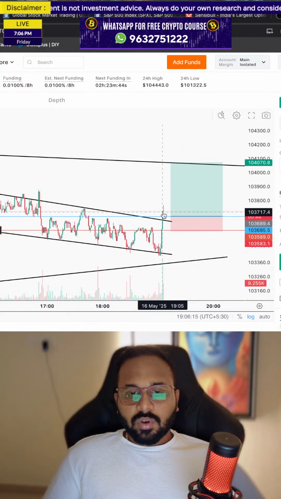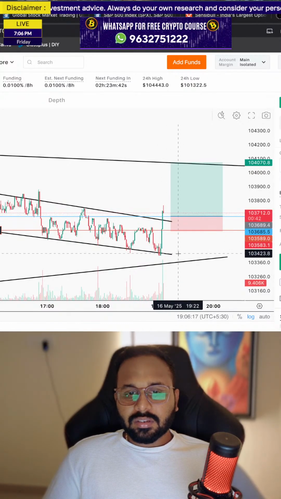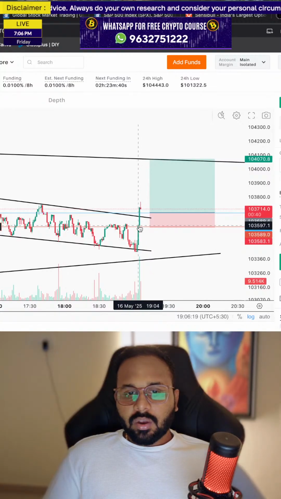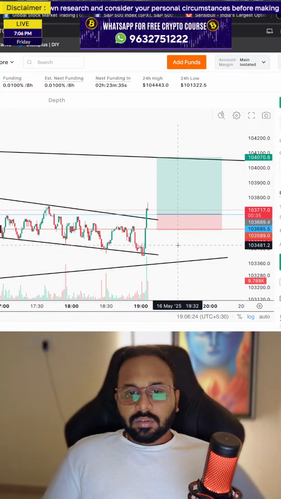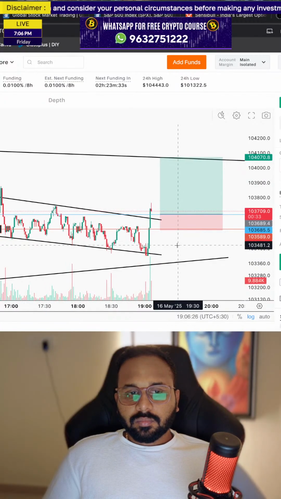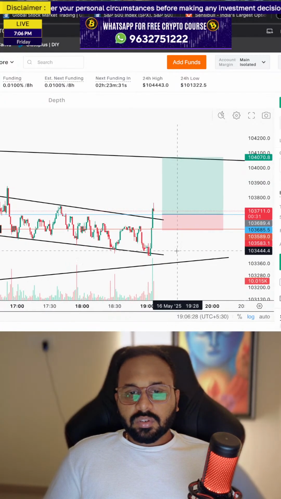If this converts to a false breakout also, only $10 is the risk. That is not a problem. This breakout candle, whatever is there, below that, I have kept the stop loss. We'll see how this goes.